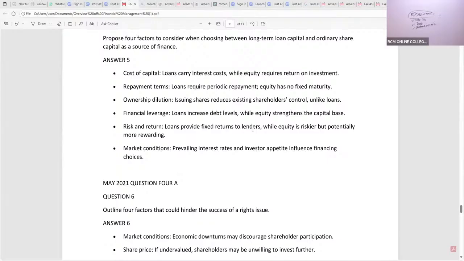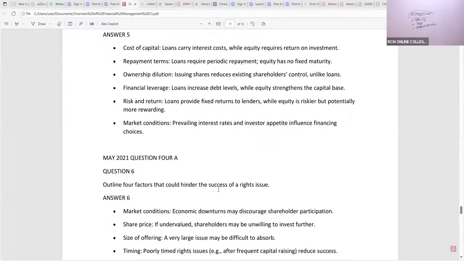May 2021, question number 4A: outline 4 factors that could hinder the success of a rights issue. Remember, a rights issue is where you give shares to existing shareholders at a discount. Even if you're giving them at a discount, at times we have seen companies issuing rights at a very, very discounted price, but still it doesn't succeed. Why is that the case?